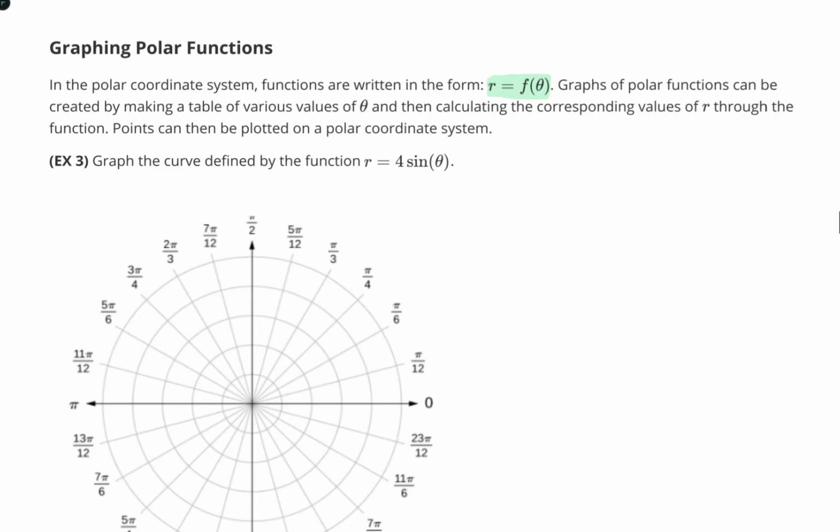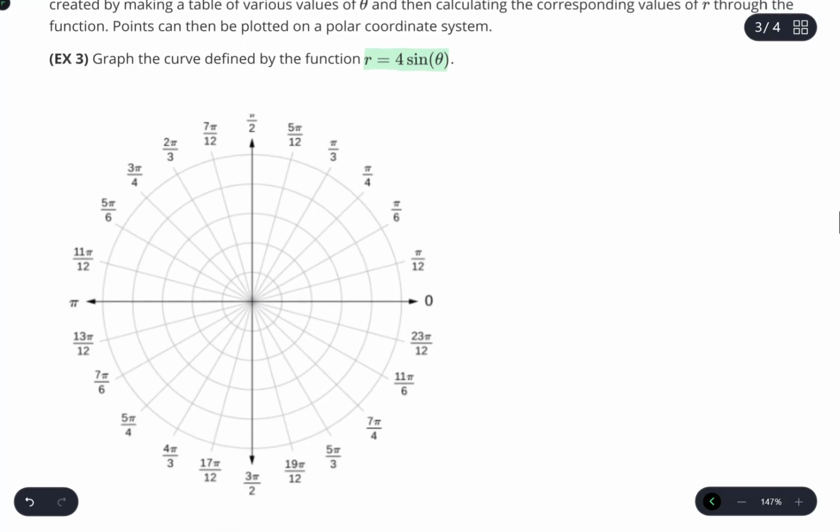But at the end of this example, I'll show you how your calculator can do this as well, in case you have forgotten. Okay, so we have, in this example, the function r equals 4 sine theta. So what I want to do is pick different values of theta and then calculate what the value of r is through the function 4 sine theta.